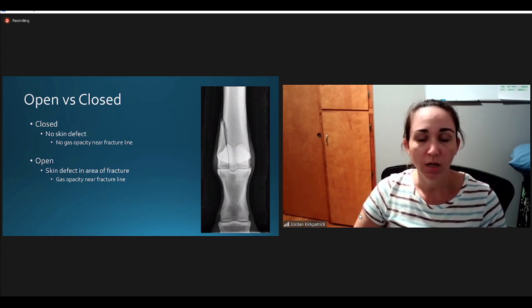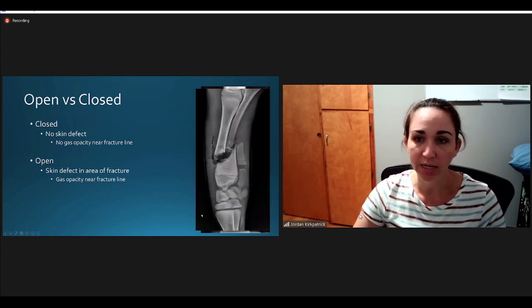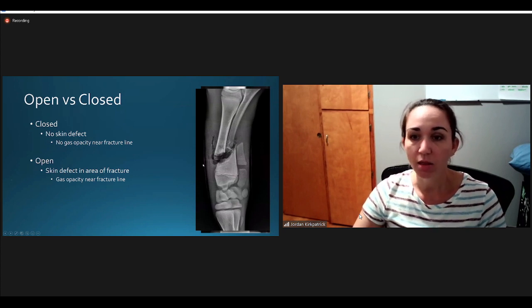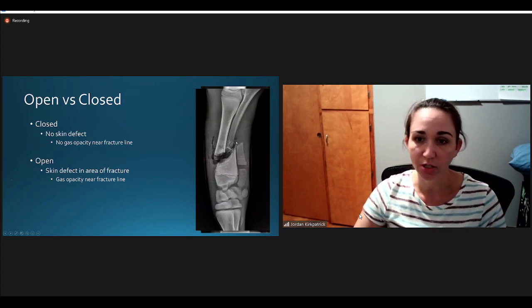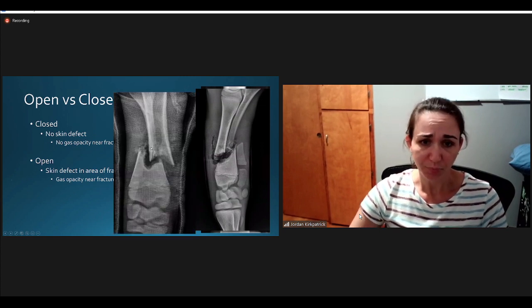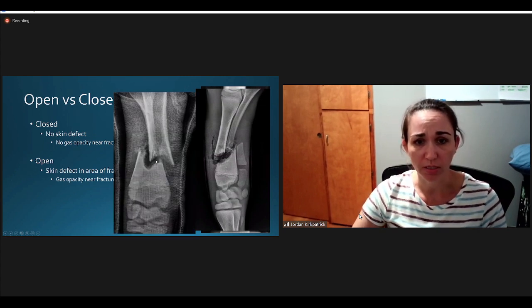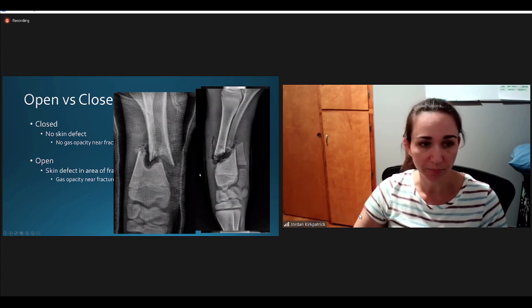So it's not always an obvious wound. But here in this fracture, you can see a lot of gas opacity around the fracture. So this is definitely going to be an open fracture. And here's another one where you can see the gas opacity and how the bone, this is the radius, trying to displace medially.